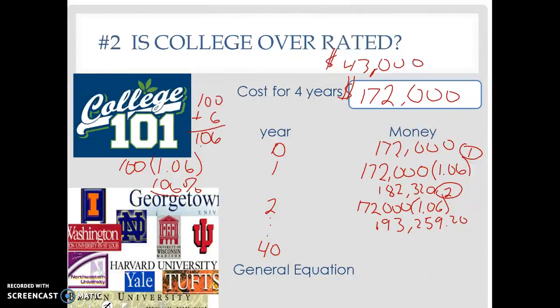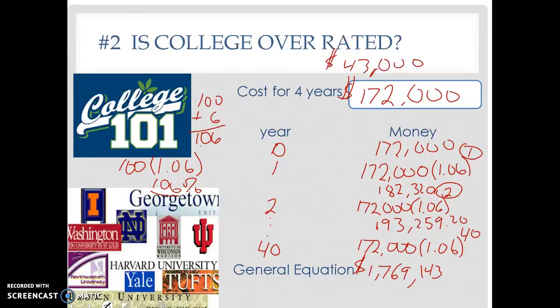Our equation would look like this. $172,000 is what we started with. We would multiply it times 1.06. That's our growth factor. But we would do that 40 times. In other words, we would raise that to the 40th power. And if we took 172,000 times 1.06 to the 40th power, we would have $1,769,143 when we retired.